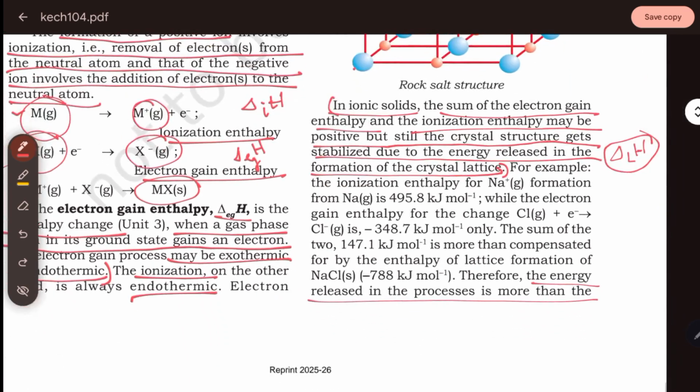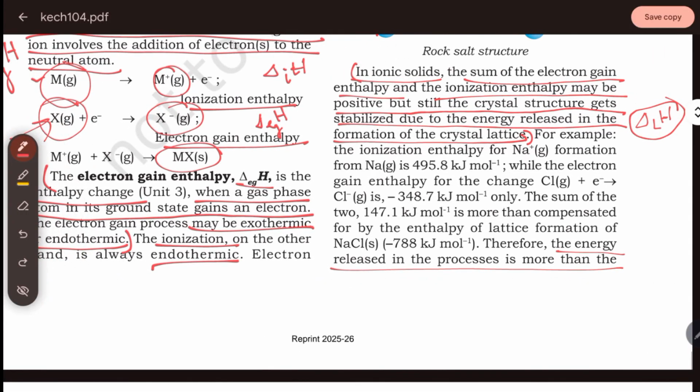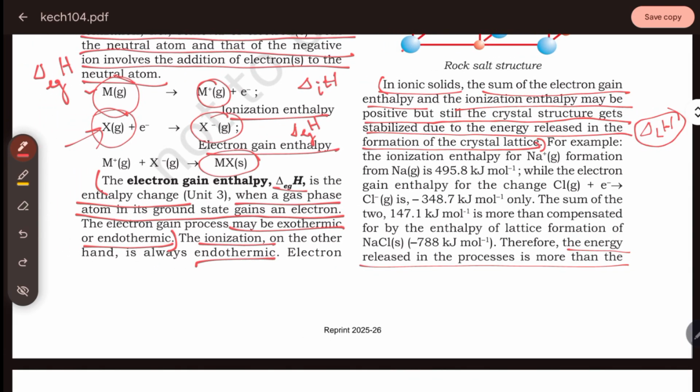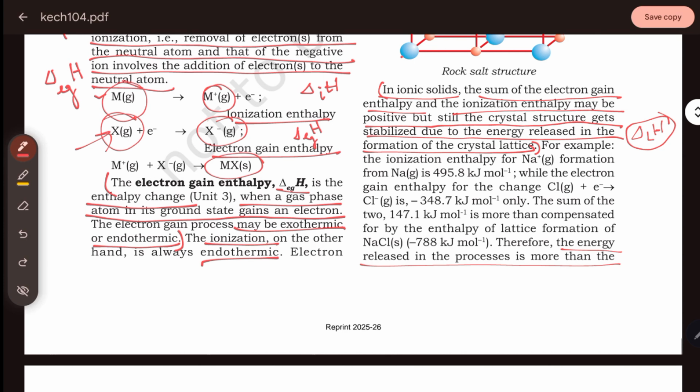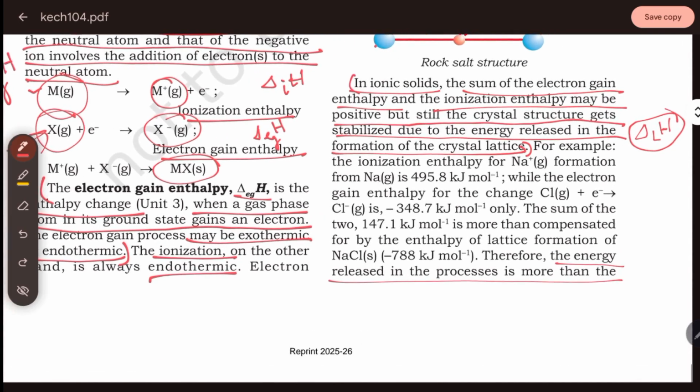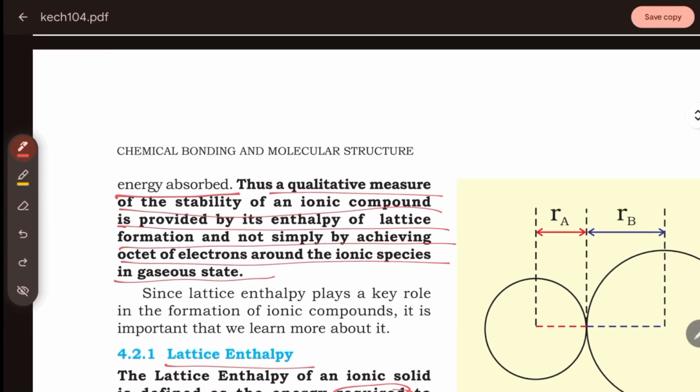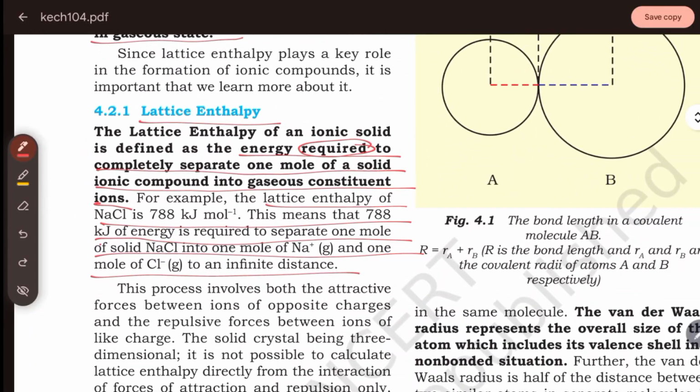So it is actually on account of 3 factors that it governs whether an electrovalent bond will be stable or not, the ease of formation of electrovalent bond. That is, ionization enthalpy to obtain the cation should be low. Electron gain enthalpy in order to obtain the anion should be more negative. And lattice enthalpy, that is the energy released due to the formation of the crystal lattice, should be more and more negative.